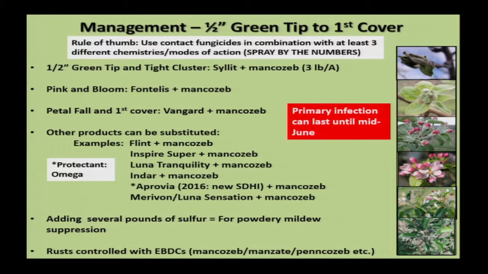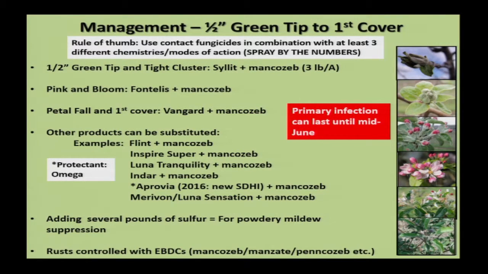Pink to bloom, we want something good, something really durable, that can knock back those scab spores or protect the leaves to prevent the scab spores from causing infection. That could be Fontelis. This is an SDHI. Another SDHI chemical that will be available for you this season is Aprovia, and that is from Syngenta.